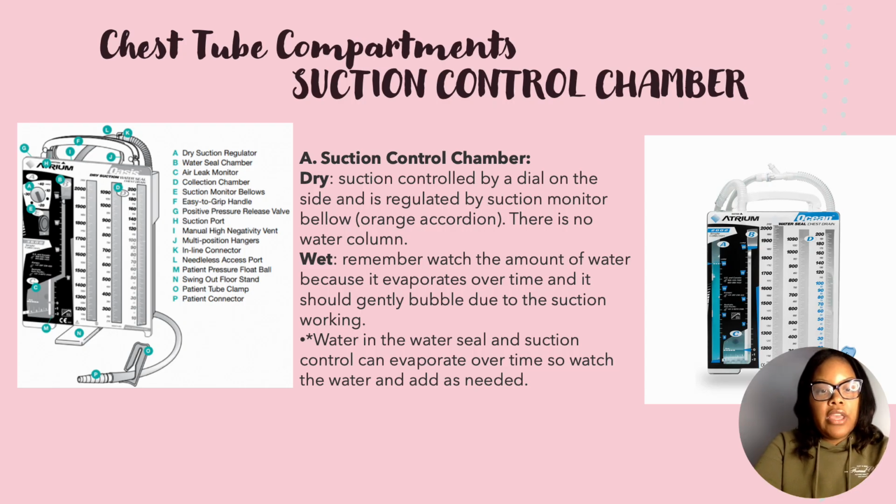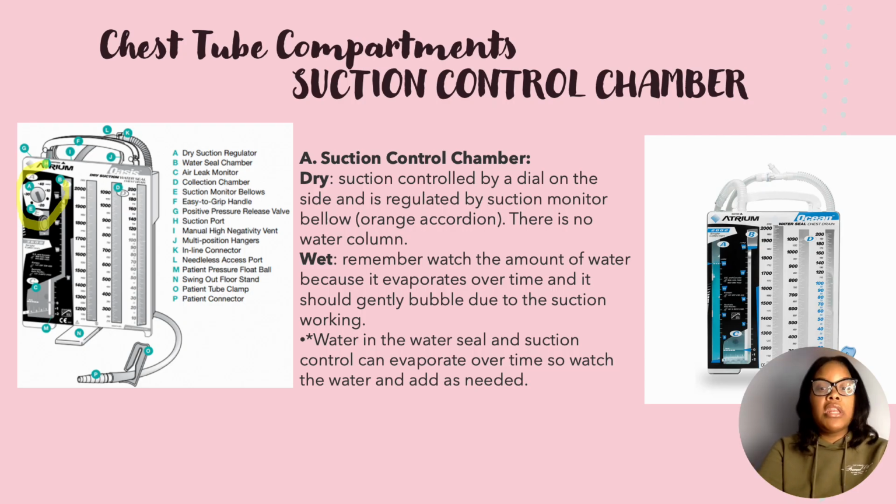So if you look over here, this is this area right here. Our dry suction is controlled by a dial on the side, and it is regulated by the suction monitor bellow, which is below it, which is an orange accordion. And in this chamber right here, there is no water column. So all we would have to do, the chest tubes are normally set to -20, is go to the side of the chest tube and turn it until it gets to -20.